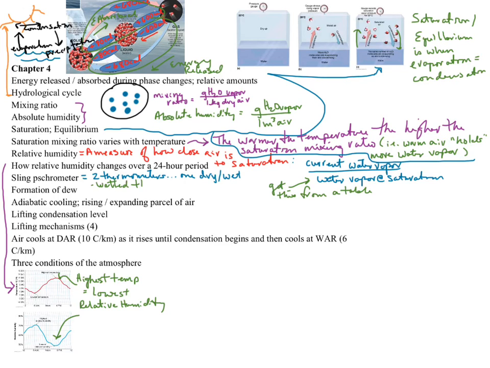A sling psychrometer is one way to measure relative humidity, and basically there are two thermometers. One has like a little fabric around it, so you can dip it in water and wet that sock.